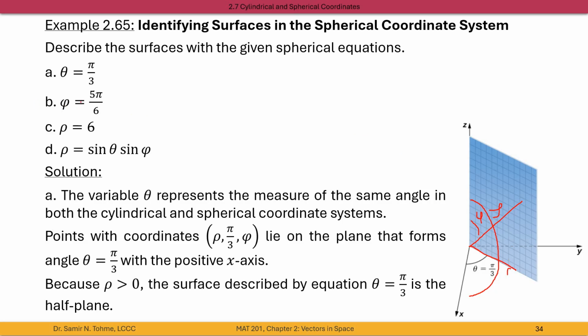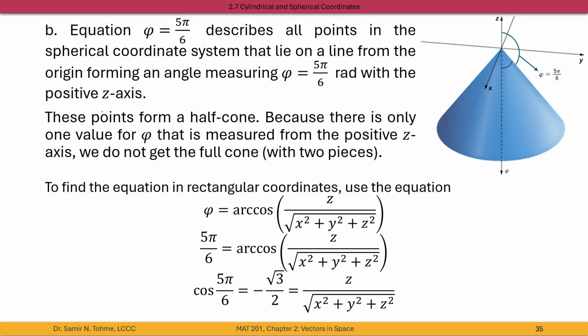For part B, phi is equal to 5 pi over 6. For 5 pi over 6, you need to replace this value in the equation we already have. So let's go, and we know that phi is the arccosine of z over the radical of x squared plus y squared plus z squared. Now, phi is given as 5 pi over 6. So remove the arccosine and take the cosine of the left side. And so the cosine of 5 pi over 6 is equal to minus radical 3 over 2. And we have this whole term on the right side.